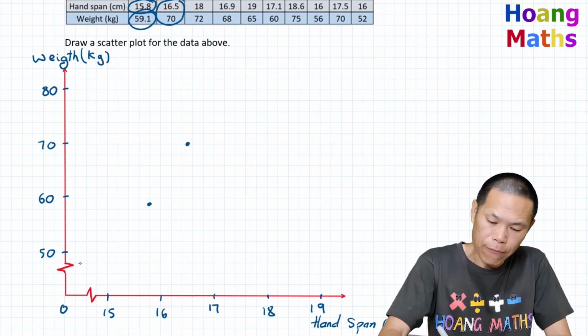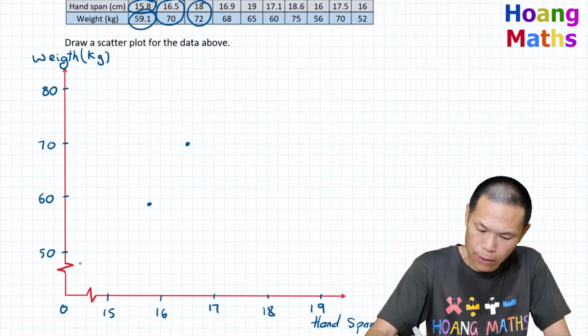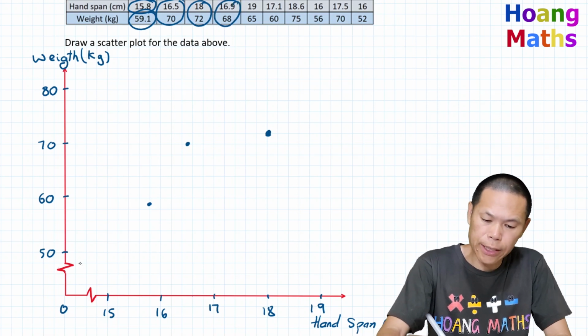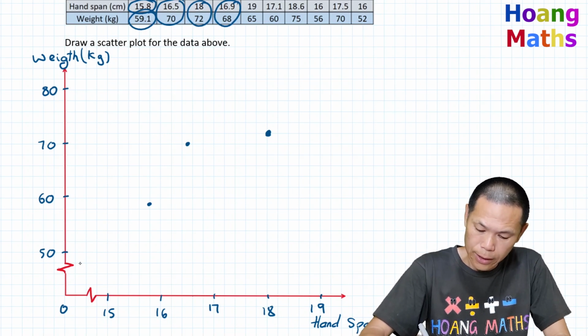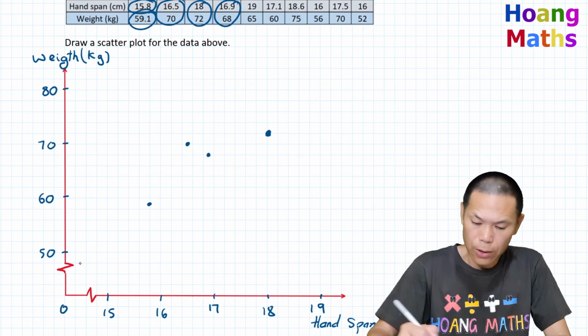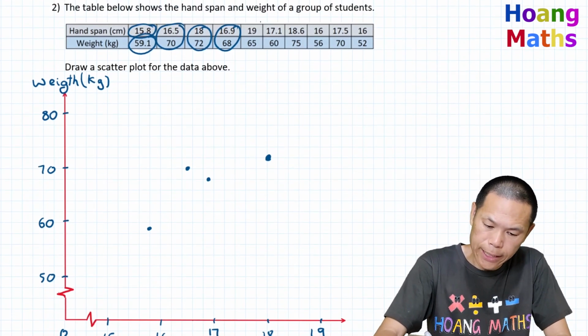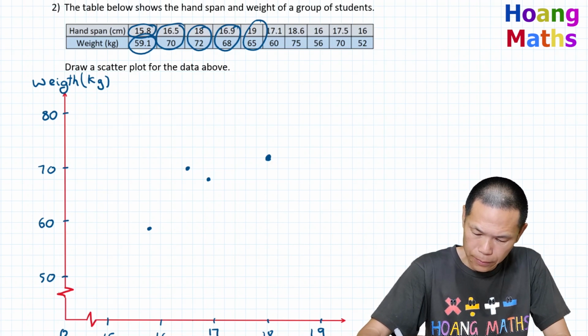So there you go. And we have 18 and 72. So 18, 72. So on here, 70, 72 here. And then 16.9 and 68. So 16.9 is here, and then 68. 16.9, 68 here. So there you go. And we have 19 and 65. So 19 is all the way to the end, and 65 is here. 2, 4 and halfway. So there you go.